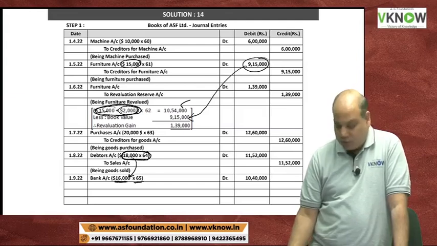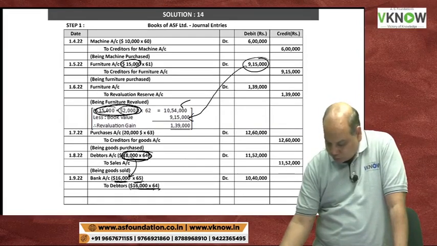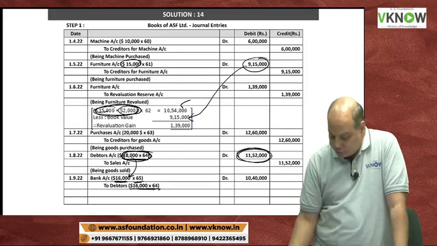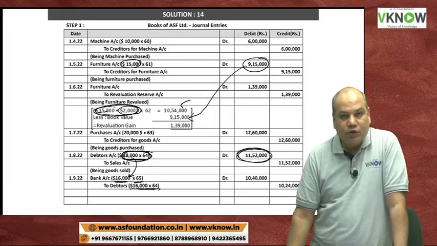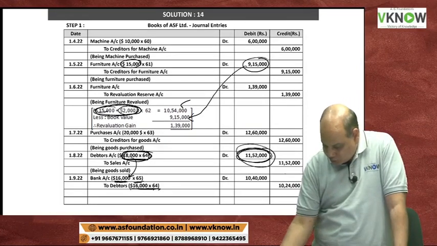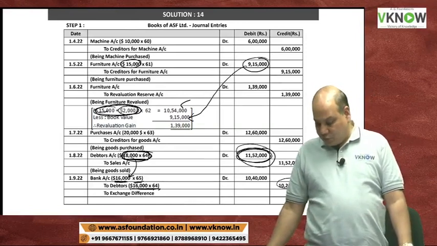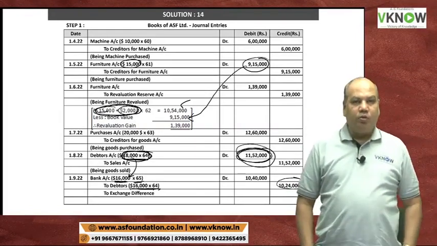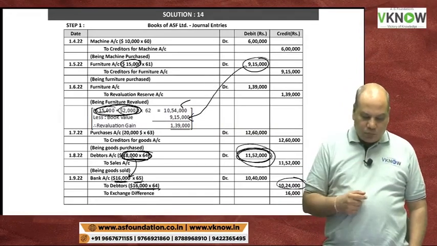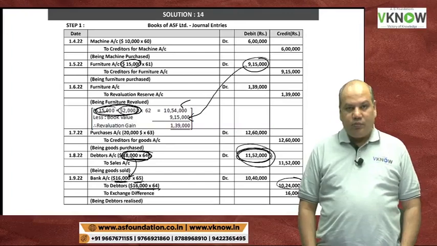So bank debit 10,40,000. But the debtor we will de-recognize from our books proportionately. This is the value of $18,000. I will de-recognize $16,000. So 16,000 into 64 is 10,24,000. Proportionately, can you see? This is the proportionate amount we have de-recognized. And the difference is your exchange difference. That 1 rupee extra which you have received is your exchange difference, 16,000. So this is your being debtors realized.